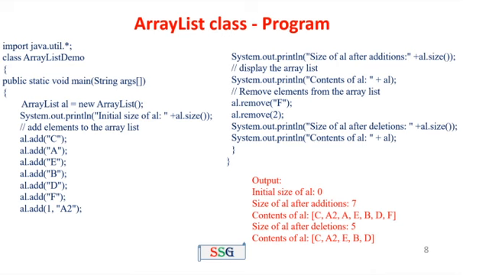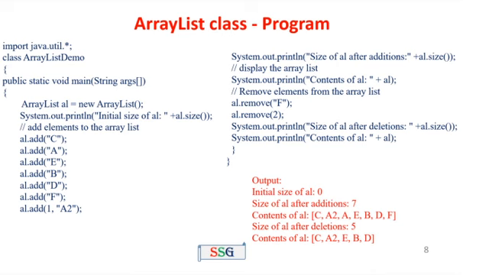Okay. The next one I am using the command al.add(1, A2). Here 1 means the index position. That means A2 is inserted at index 1, so after C comes A2, then A, like that. System.out.println size of al after additions. Now the size is total 7.